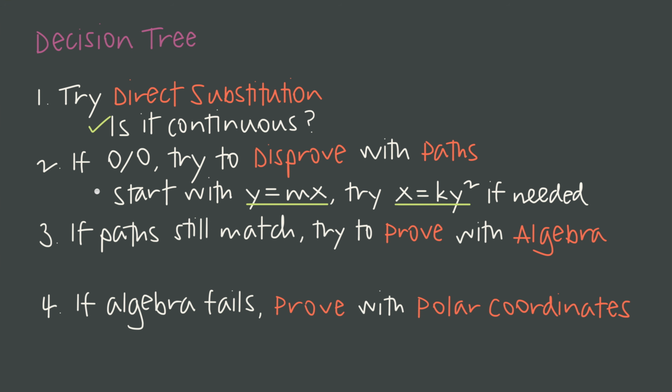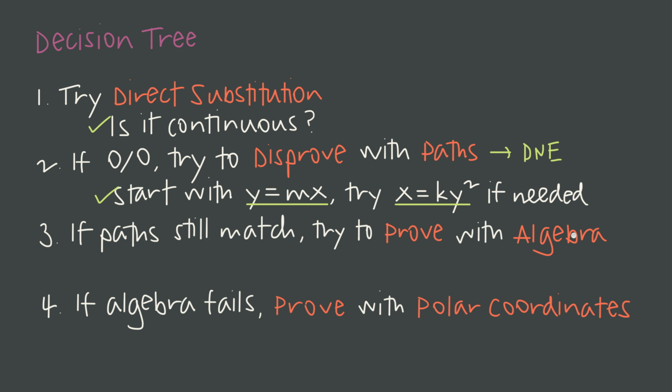So if we've tried the axes, y equals 0 and x equals 0, we've tried the entire line family, y equals mx, and we've even tried a power matching curved path, and all of our paths are still giving the same limit. In other words, we were not able to show that the limit did not exist by testing multiple paths. If the paths are still matching, then our next step is to try to prove the value of the limit using algebra, instead of trying to prove that the limit did not exist using paths.